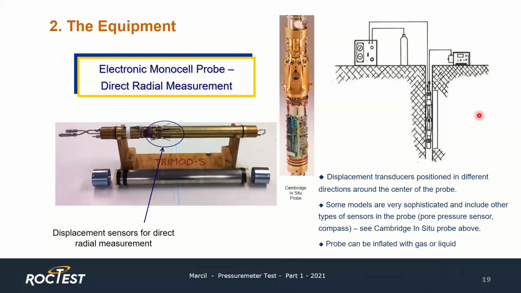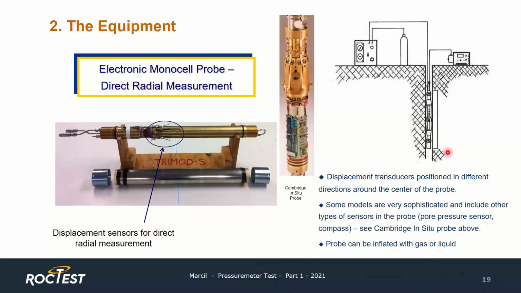Here we have an electronic monocell probe. So we see here a probe that is disassembled. We see the sheath, the rings, and the body of the probe. And we see that around the center of the body of the probe, there are displacement transducers that are spring-loaded. These will always remain in contact with the sheath and will follow the radial movement of the sheath. And these are positioned in different directions.